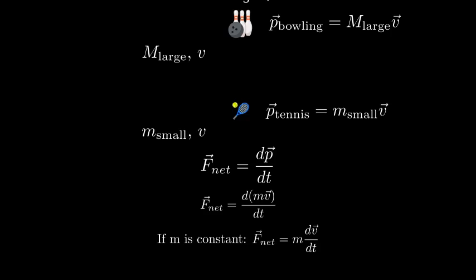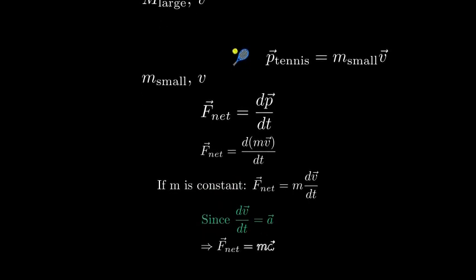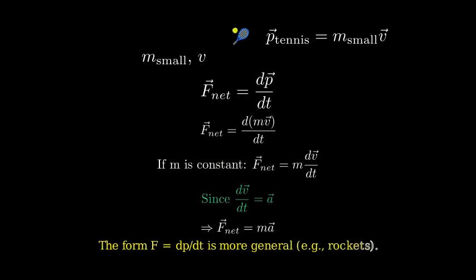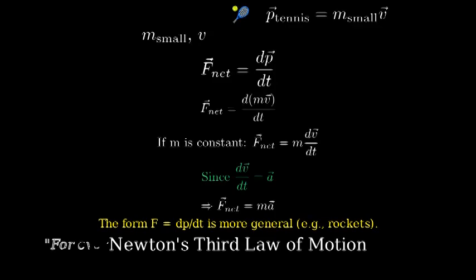Since P equals mv, then dp by dt equals d by dt of mv. If m is constant, it comes out of the derivative, so we get m times dv by dt. And what is dv by dt? That's acceleration. So, F net equals ma. This momentum formulation is actually more general because it also applies to systems where mass changes, like a rocket burning fuel. Finally, let's discuss Newton's third law of motion.